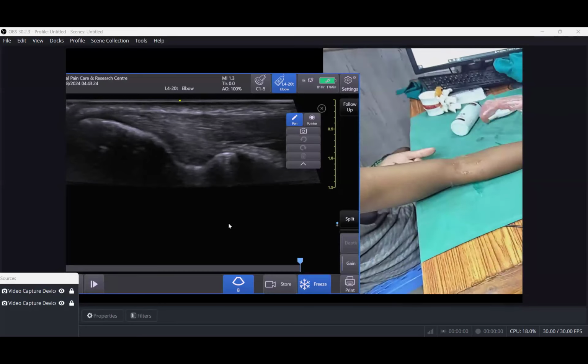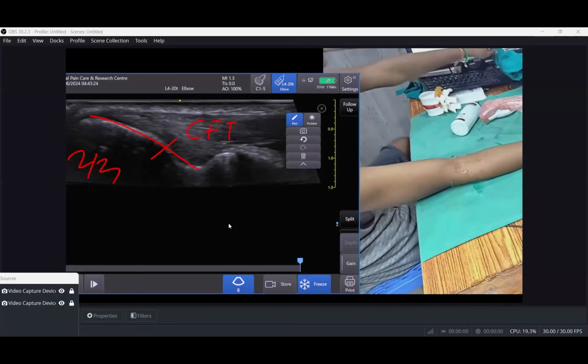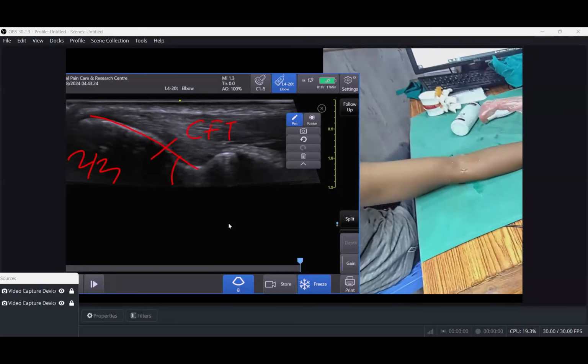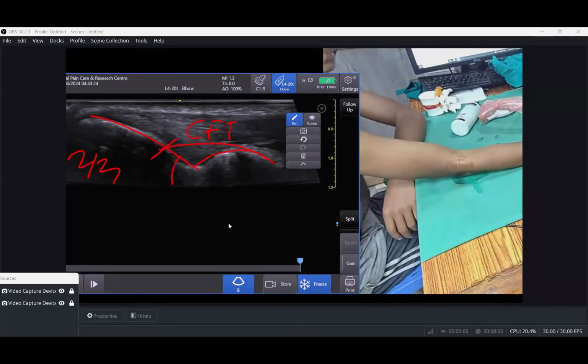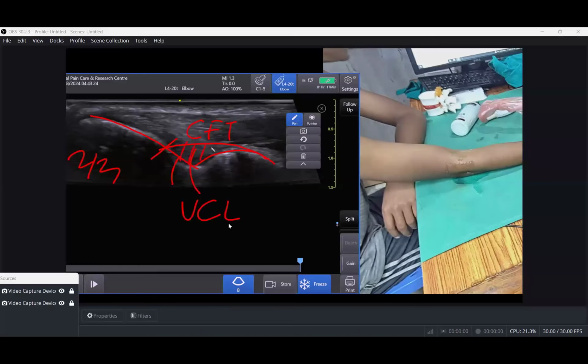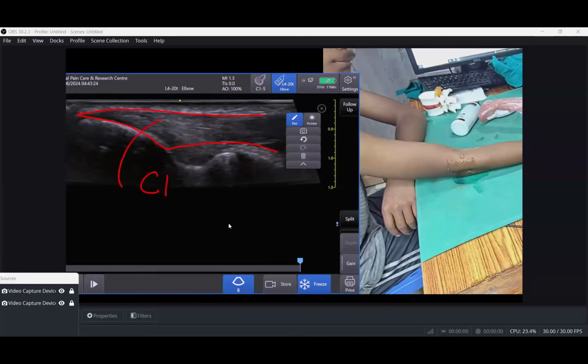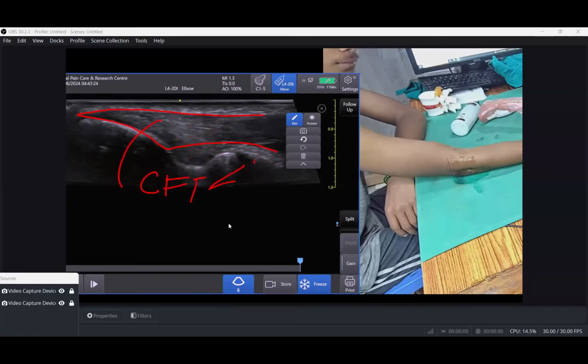If you divide this slope, the upper two-thirds is the attachment of the common flexor tendon, and the lower one-third is the attachment of the ulnar collateral ligament. There is a bird beak-like attachment of this tendon. This is the common flexor tendon, and in the common flexor tendon there are actually 5 tendons.